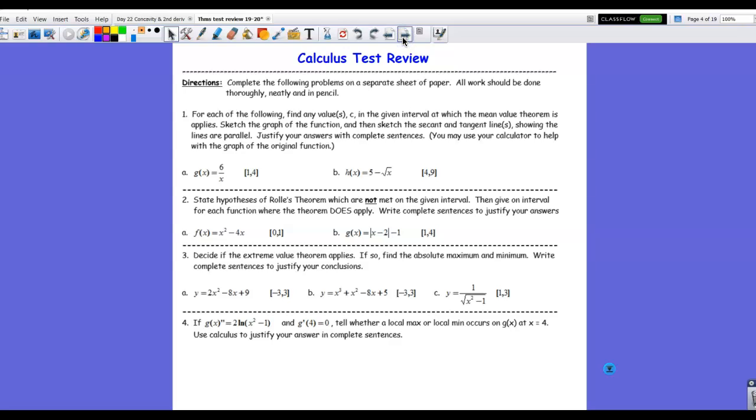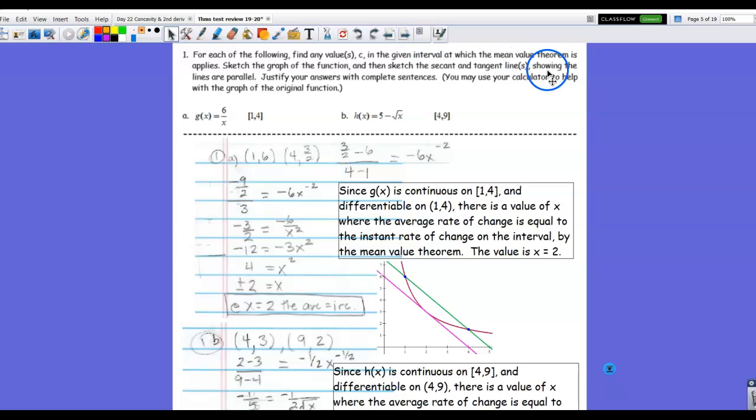So for this video, I'm only going to look at problems 1 through 4 because that was the first assignment. And I have the solutions posted. If you don't need the video and you just need the solutions, they are there. But I'm going to walk you through my solutions. So in problem number 1, for each of the following, find any values c in the given interval at which the mean value theorem applies. Sketch the graph of the function and then sketch the secant and tangent lines. That's just a visual representation showing the lines are parallel. Justify your answers with complete sentences. You may use your calculator to help you with the graph of the original function.